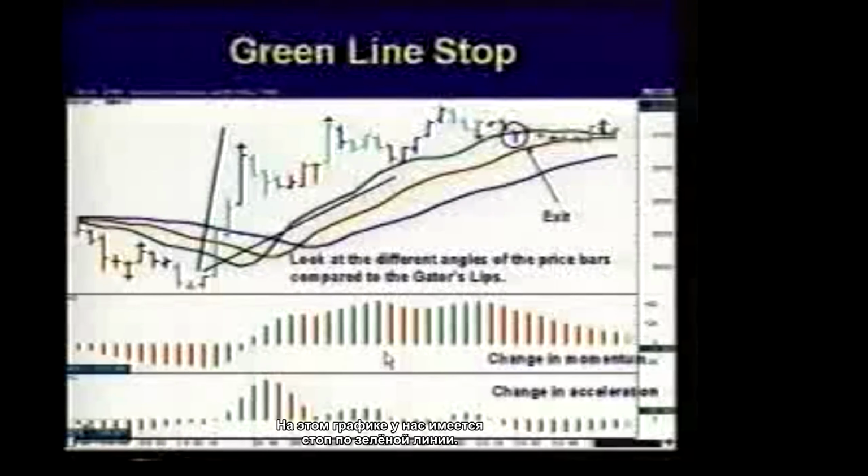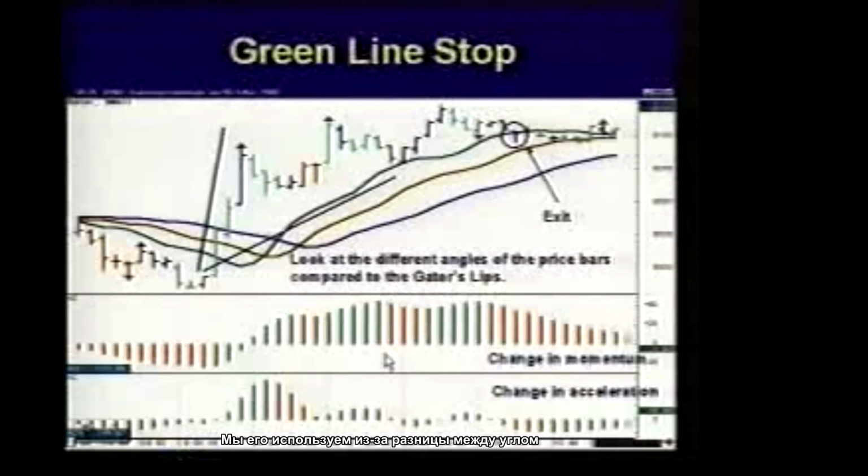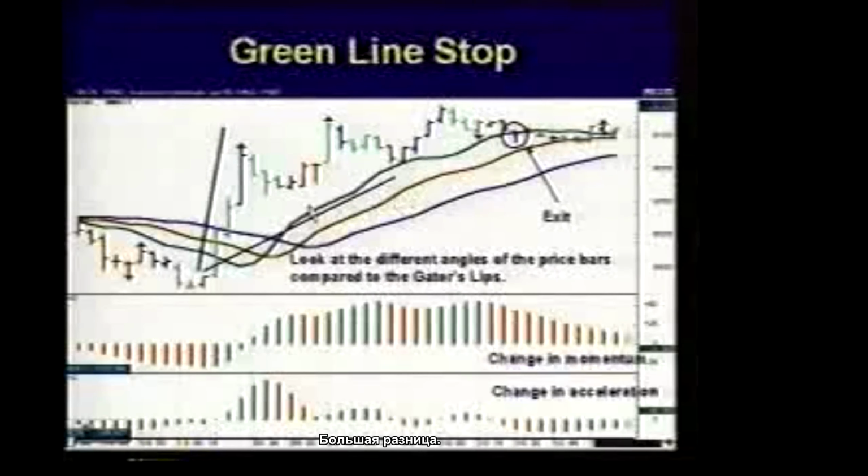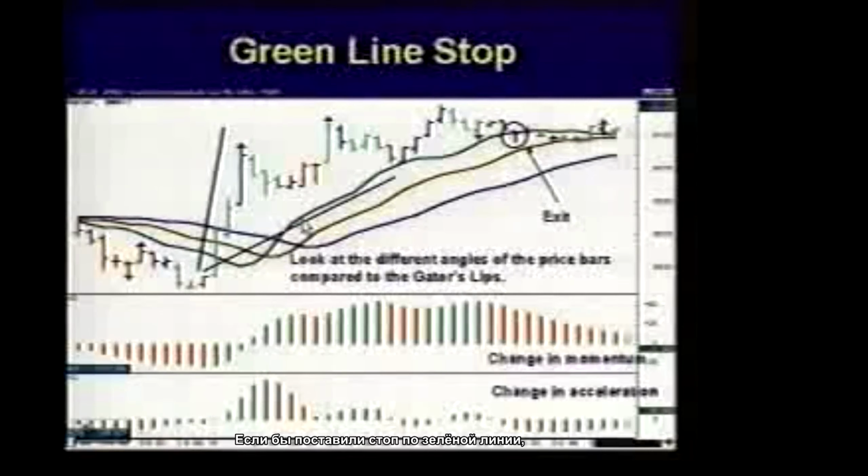In this chart, we've got a green line stop. The first reason we started using the green line stop was the difference of the angles of the price bars compared to the gator's lips. If you look at that price bar angle straight up and look at the angle here, those are very different angles. So if we placed a stop here at the green line, it would definitely be a loss. We're not comfortable with that.